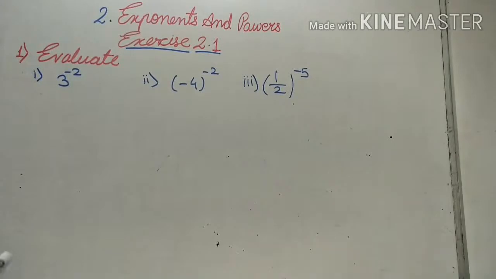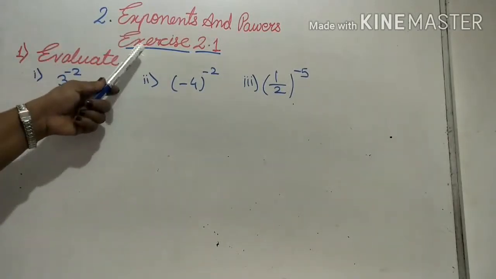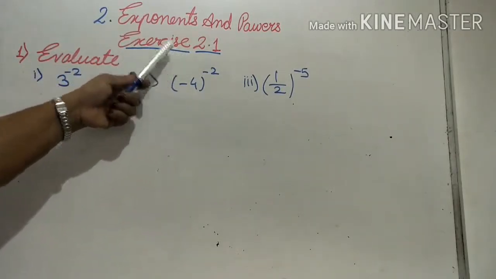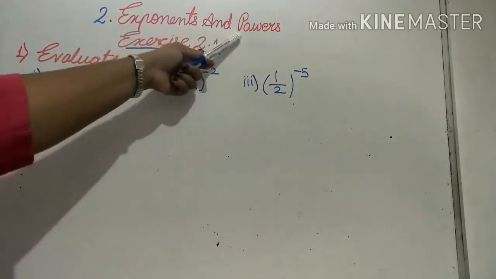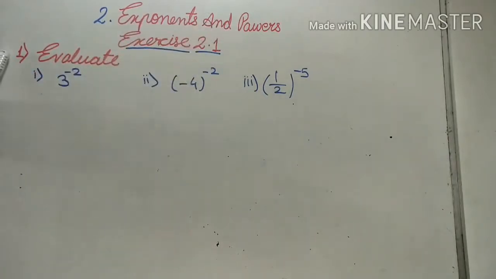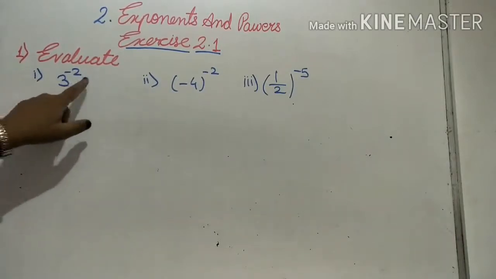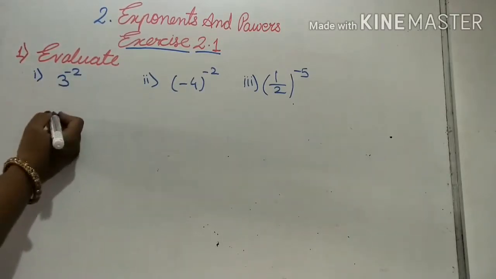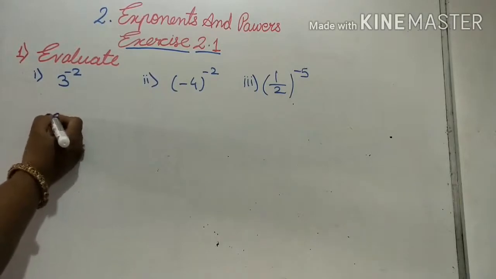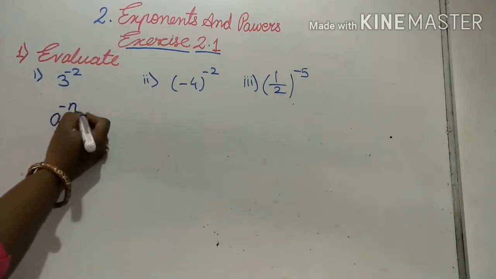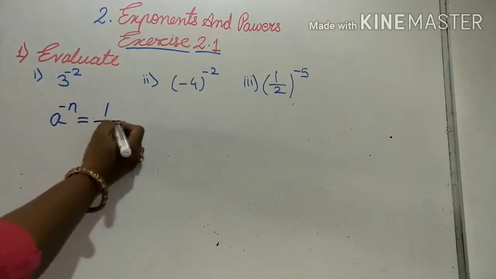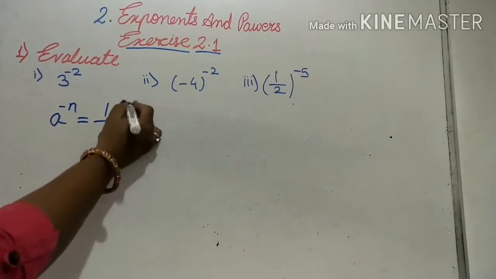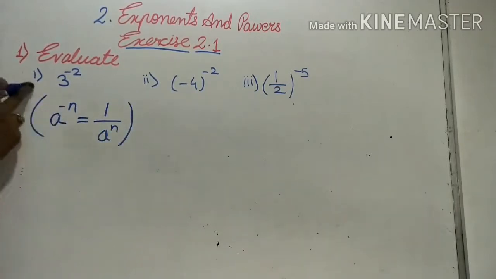Hello children, today we'll solve the first exercise of the lesson exponents and powers. The first main question is evaluate. In that, the first question is 2 raised to minus 2. Here we have to use laws of exponents to solve this one. a raised to minus n is equal to 1 by a raised to n. We have to use this law here.